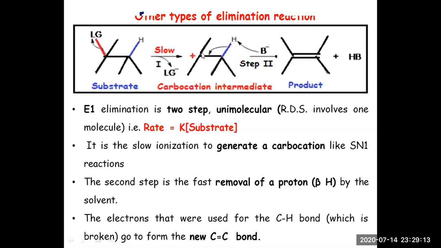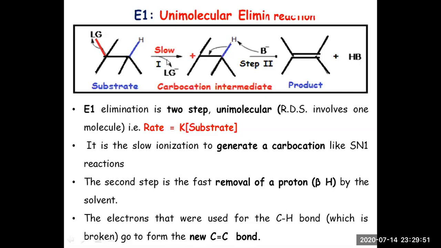So let us focus first on E1 elimination. Just like SN1, the 1 stands for unimolecular, in E1 also 1 stands for unimolecular. So it is a unimolecular elimination reaction which occurs in two steps. What are the two steps? So you have a leaving group, just like in your SN1 also you had a leaving group. And generally here another group which is lost from the substrate is hydrogen. The leaving group attached carbon is called the alpha carbon, and next to that we have the beta carbon.